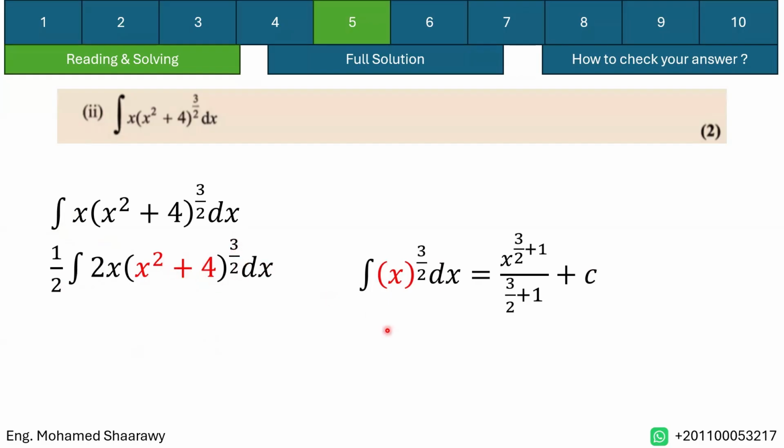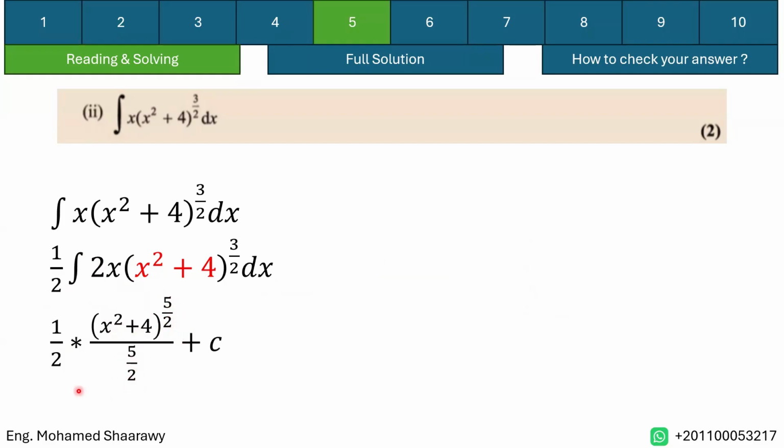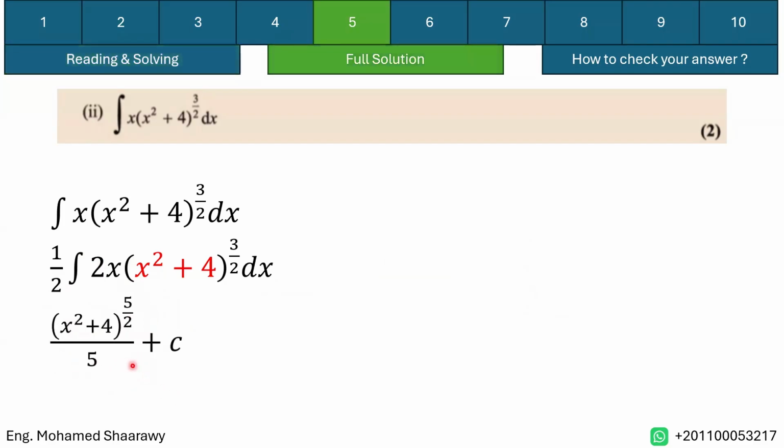Now the question is, what is the integration of this function to this power? Imagine you're seeing it like this: what's the integration of something to the power 3 over 2? It will be that to the power 3 over 2 plus 1, divided by the new power. I'll do the exact same thing here, as if 2x does not exist. So the answer will be this half, which I wrote as it is, and x squared plus 4 I added 1 to the power and divided by the new power. Actually, 2 multiplied by 5 over 2 is just 5 downside, and that's the answer.